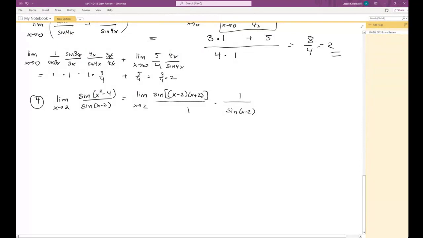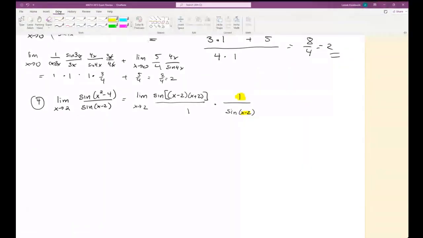Okay, well, what do we want to see for the second factor? What do we want to see on top over yonder? We want to see exactly what's inside our sine function. So we're going to introduce that.